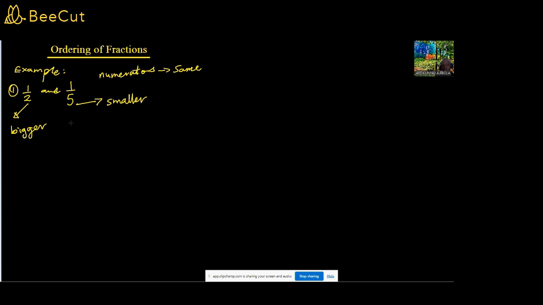So whenever the numerator is the same, the one with the higher denominator is the smaller fraction, while the one with the smaller denominator is bigger. And how do we go about that? Let's say this is 1 and this is also 1, okay?